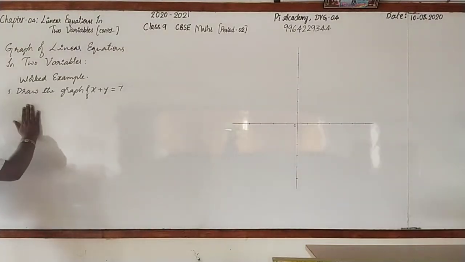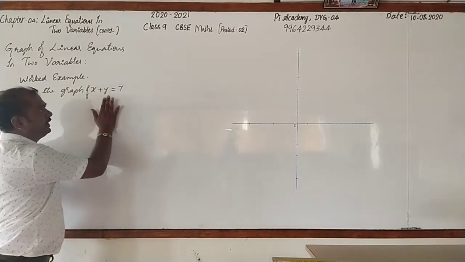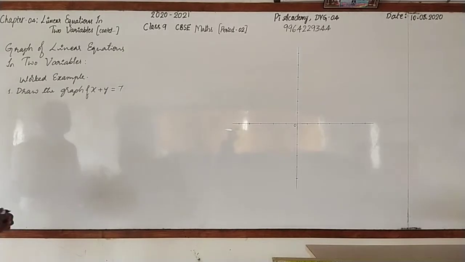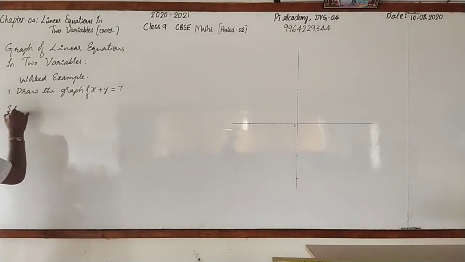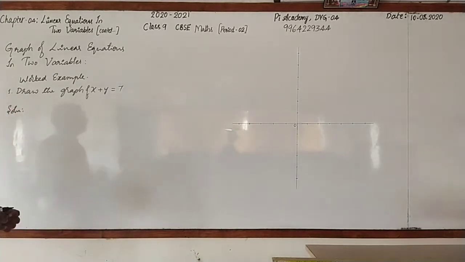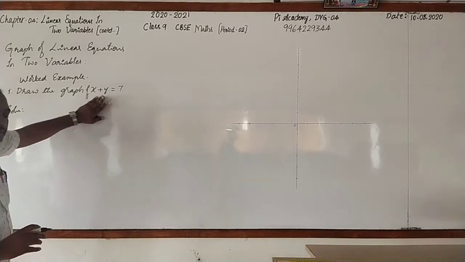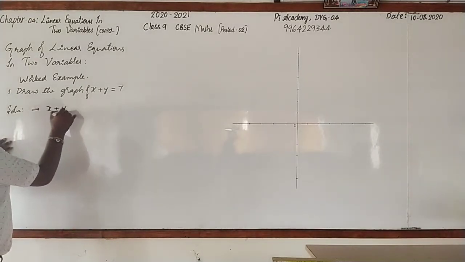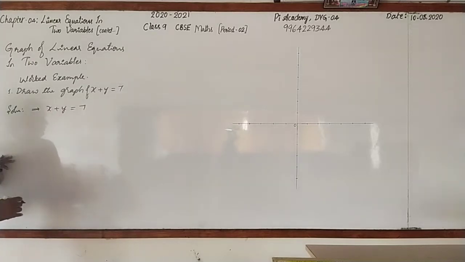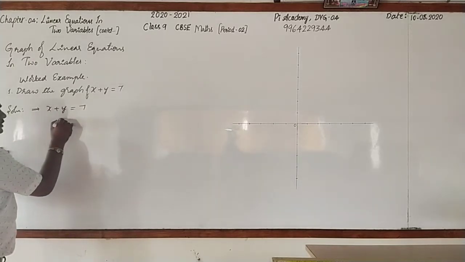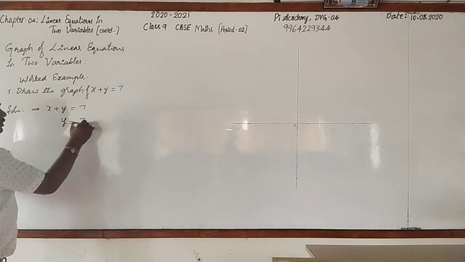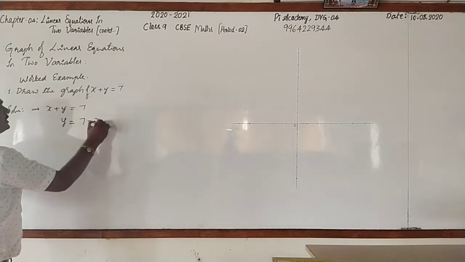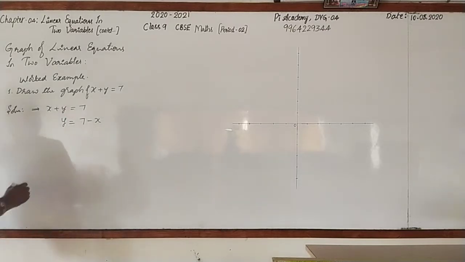Yes. Now we are going to take the first one. It is, draw the graph of x plus y equal to 7. As I told you, first we have to find out the coordinate points of this equation. Here, x plus y equal to 7 is the given equation. Next, solve for y. Transfer x to the right hand side. Y equal to 7 minus x.